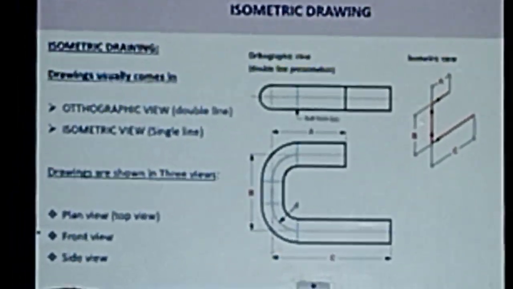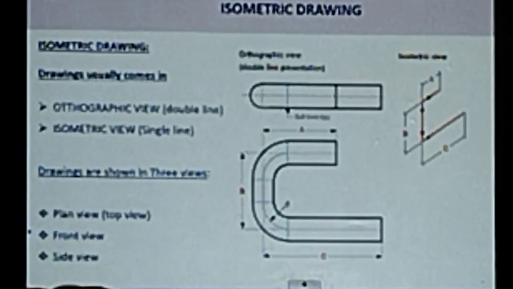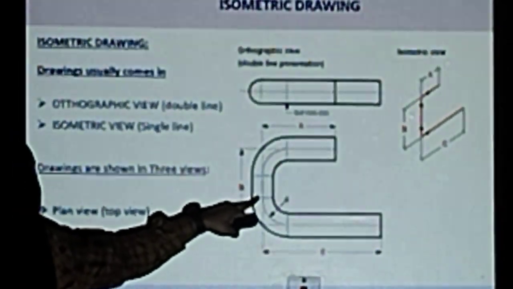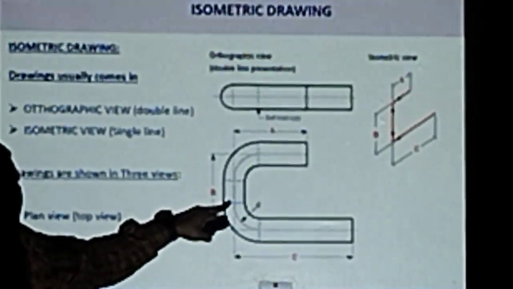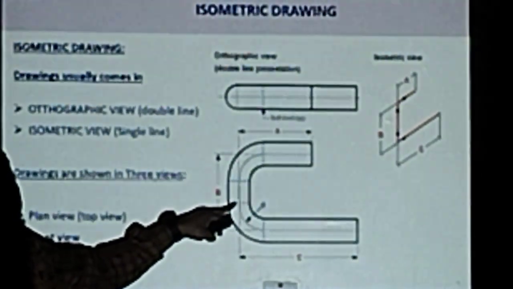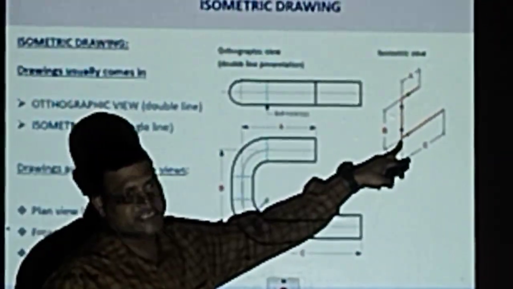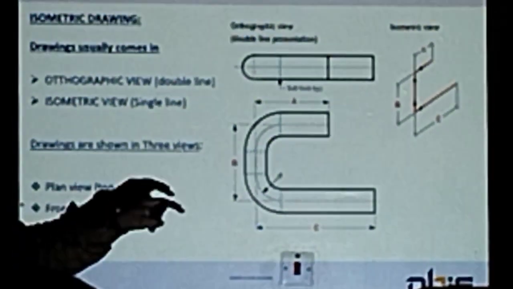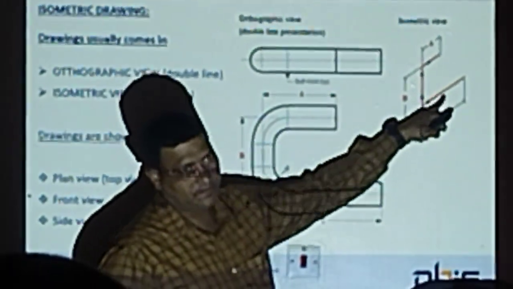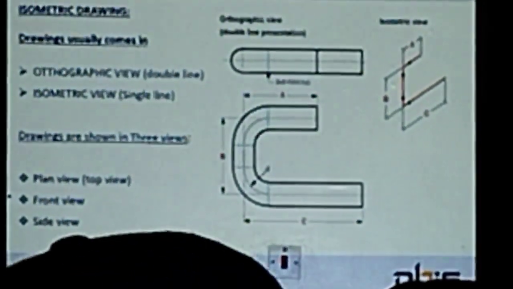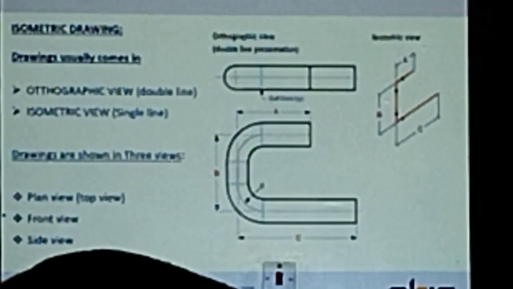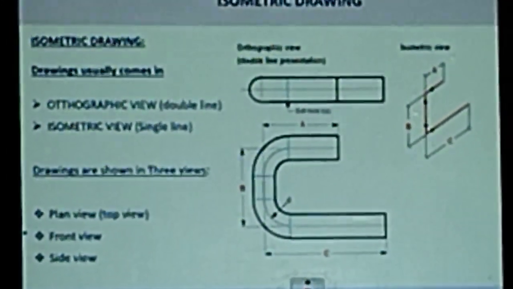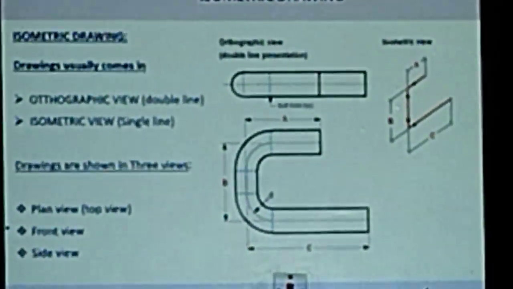In isometric drawing, a few persons will come. Ortho, one or two persons will come. Previously we used this drawing, double line drawing, also called orthographic view. In the olden days. Now we are using single line drawing, which is called isometric drawing. In isometric drawing, the angle will always be 30 degrees. Also square. The angle of the line will be 30 degrees. That is why nowadays they feel isometric view is the best view for drawings.